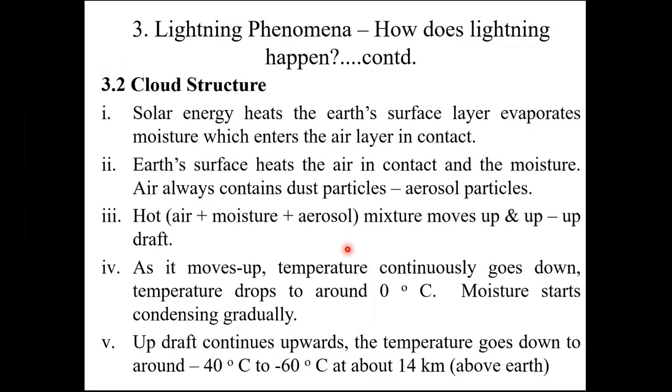As it moves up, we know that the temperature drops continuously. It was shown earlier in the troposphere. Temperature goes down from the Earth's surface to 0 degrees at nearly 2 to 3 kilometers above the surface. So as the updraft moves up and up, it gets cooled down. The moisture starts condensing when it approaches the 0 degrees centigrade level, approximately 2 to 3 kilometers above. It condenses into very, very small ice or water droplets, known as supercooled water droplets, very fine droplets.